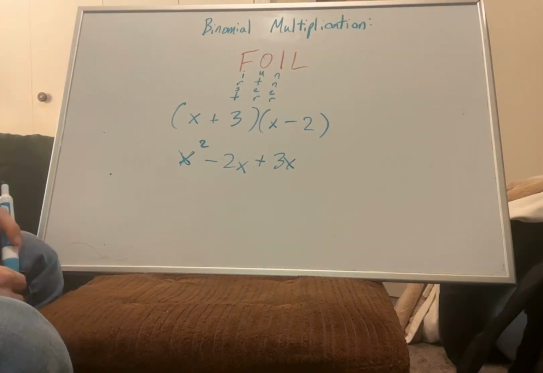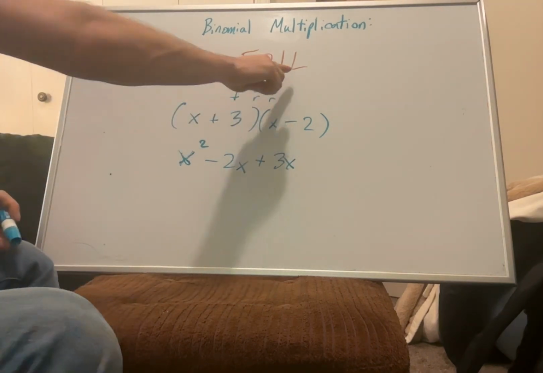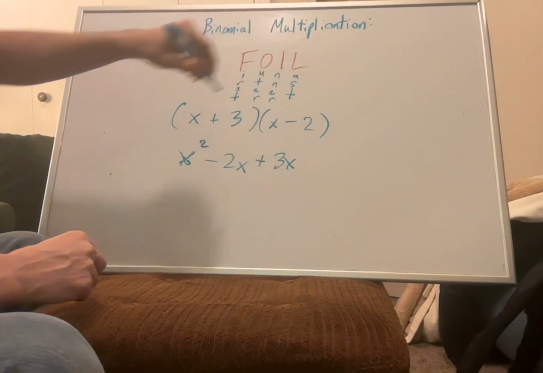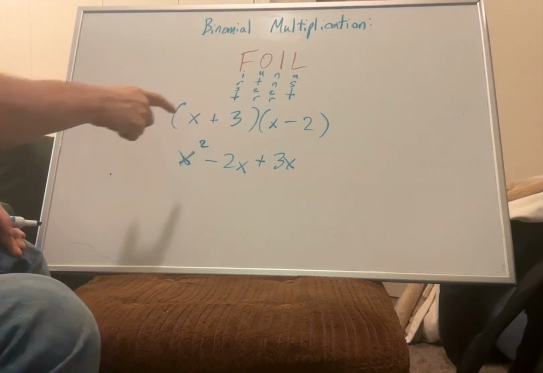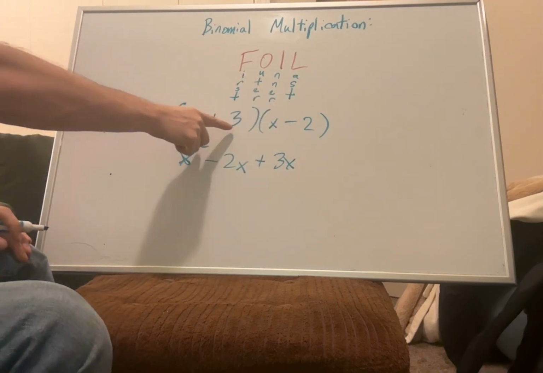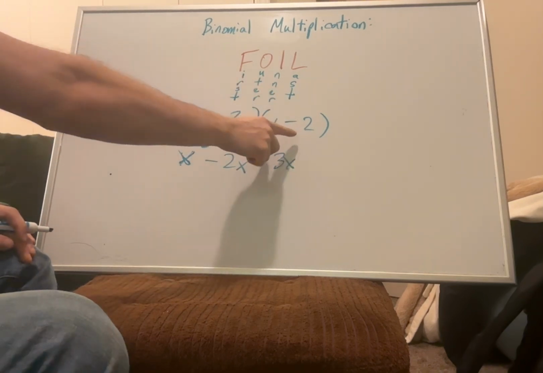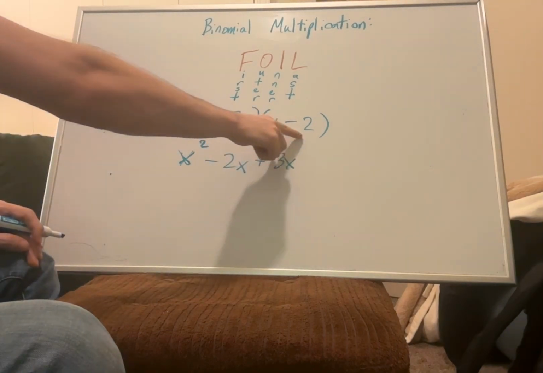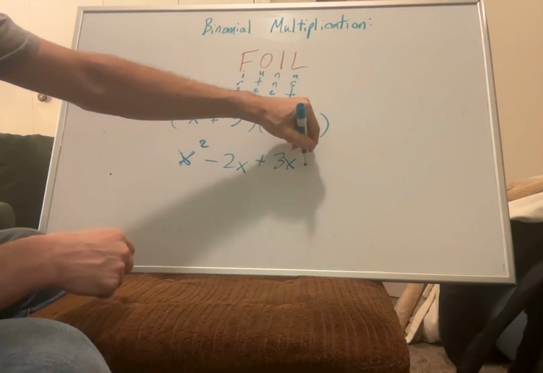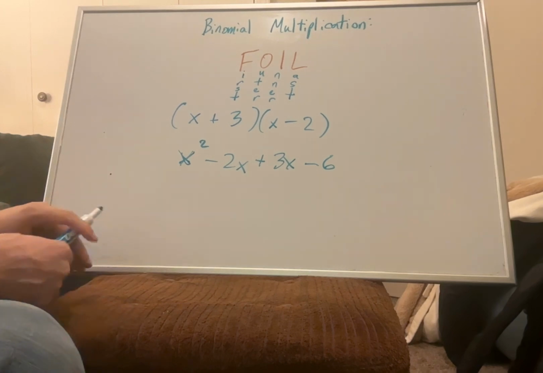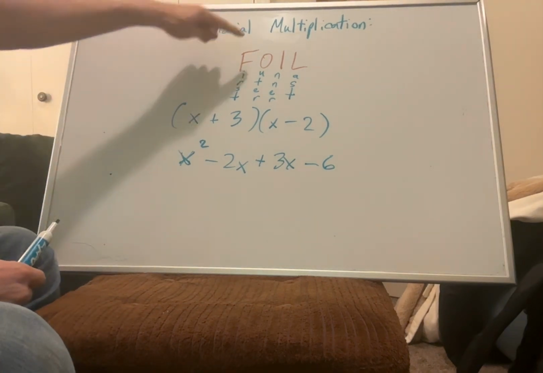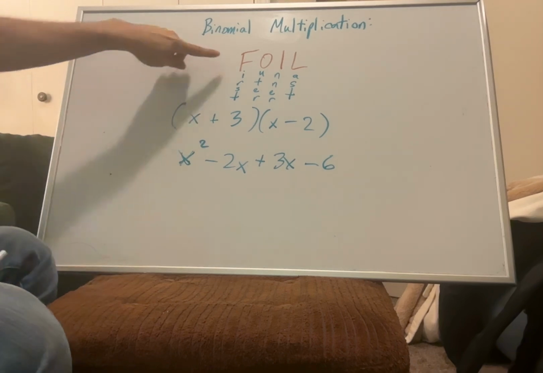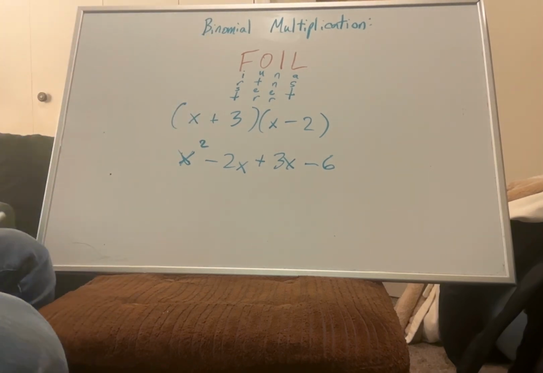And then our final calculation of the 4, the L in FOIL, stands for last. Our last term in each binomial, the 3 in this case, and the minus 2 in this case. 3 times negative 2 is going to be minus 6. So, as a refresher, first, outer, inner, last, or the word FOIL to remember at home.